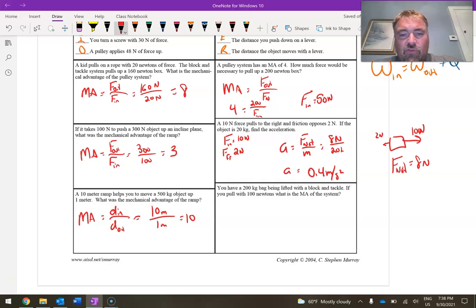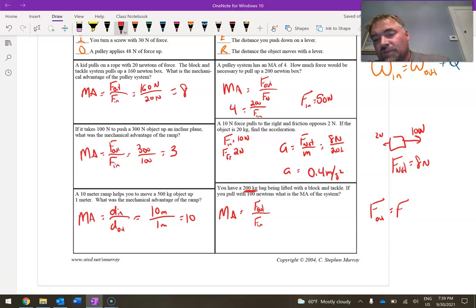And our last one, if you have a 200 kilogram bag being lifted with a block and tackle, you pull up with 100 newtons, what's the mechanical advantage? Now, we've done this one before. Mechanical advantage is the force we have out over the force we put in. But this becomes a little tricky because it only gives us that it's a 200 kilogram bag. So the force that comes out is going to have to overcome the force of gravity. That force of gravity you can find by taking mass times the acceleration due to gravity.